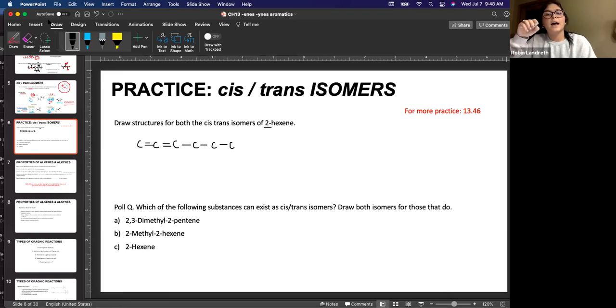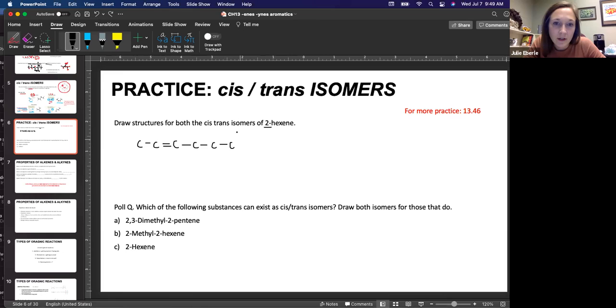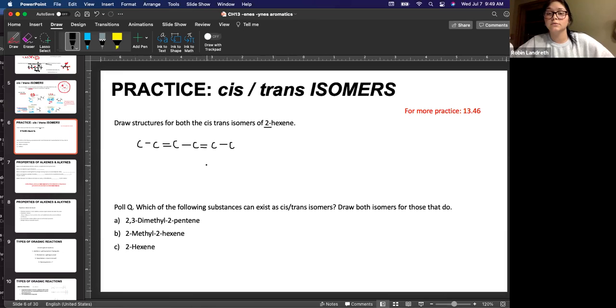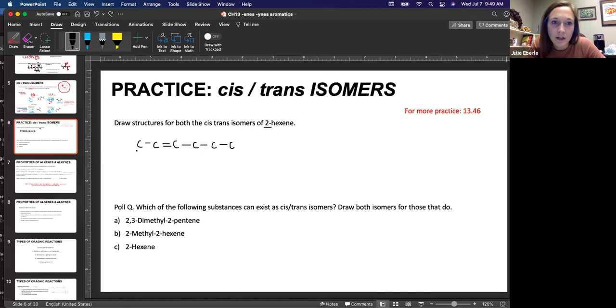Does it matter which side? If I started numbering from this side, then my double bond would be here. It doesn't matter. But we started numbering on the left, so this is carbon 2, so the double bond goes there. Now the rest are hydrogens.